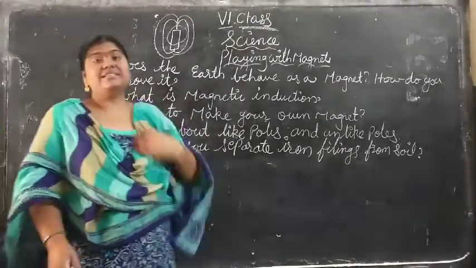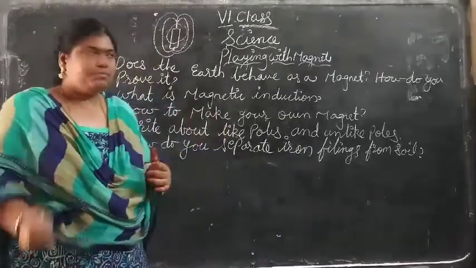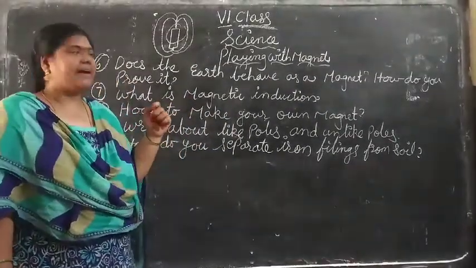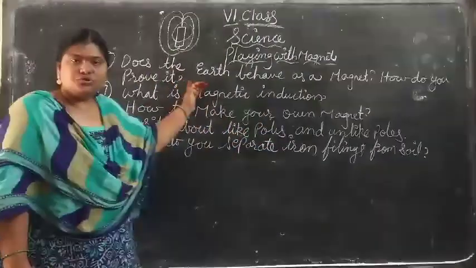I am telling you, it is an essay question. Don't write in 1 or 2 lines. Try to make it bigger. Then, what is magnetic induction? Already we did this one. The magnetic property possessed by a magnetic substance in the presence of a magnet near to it is called magnetic induction.